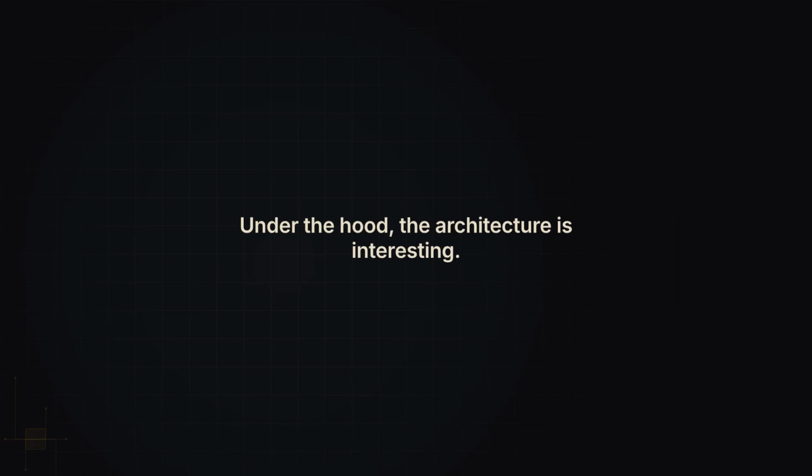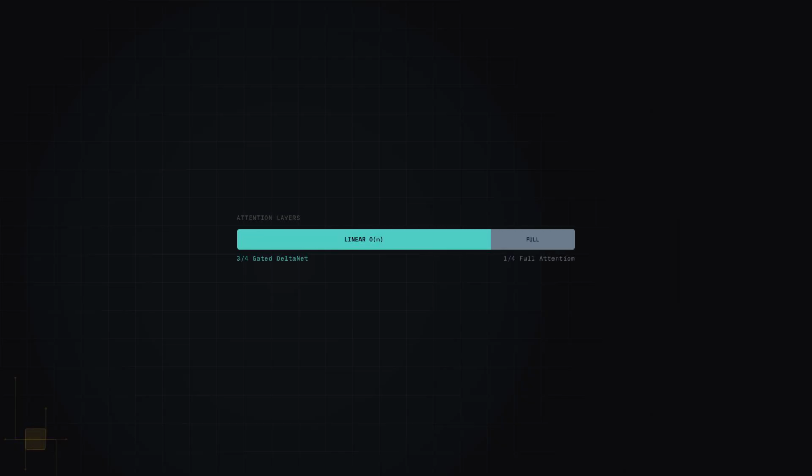Under the hood, the architecture is where things get interesting. Most transformer models use full quadratic attention on every single layer. That's O of n squared computational complexity. For a 262K context window, that gets expensive fast. Qwen 3.8 27B takes a different approach. It uses hybrid attention. 3 out of every 4 attention sublayers are gated DeltaNet. That's linear attention, O of n instead of O of n squared. The model processes long context dramatically faster without burning through VRAM. The remaining quarter uses full gated attention for the tasks that actually need it. It's a practical engineering trade-off, and it works.